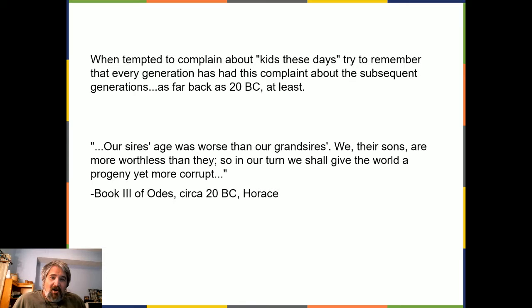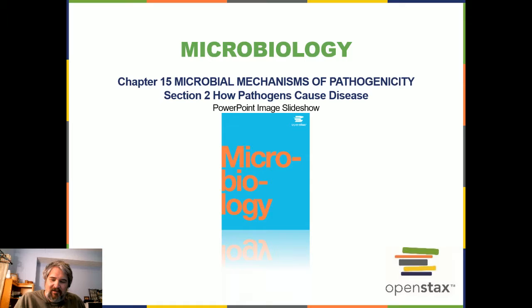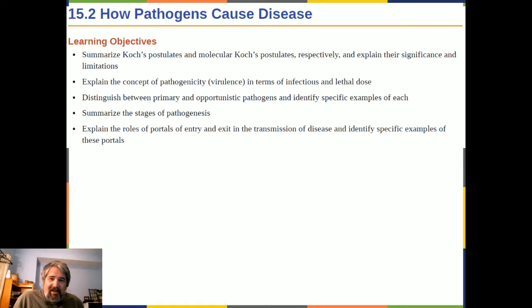Okay, so section two, how pathogens cause disease. The learning objectives include the ability to summarize Koch's postulates and molecular Koch's postulates, respectively, and explain their significance and limitations. Explain the concept of pathogenicity, virulence, in terms of infectious and lethal dose. Distinguish between primary and opportunistic pathogens and identify specific examples of each. Summarize the stages of pathogenesis and explain the roles of portals of entry and exit in the transmission of disease, and identify specific examples of these portals.